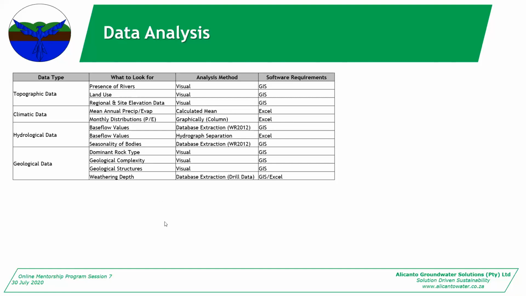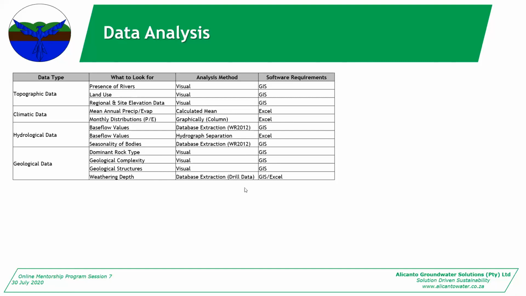And then your seasonality of the water bodies. Is it a non-perennial river? Is it in flood once every 10 years, or is it constantly flowing throughout the year? These are important things that you need to look at. And that, again, will come from your database or your GIS data set.